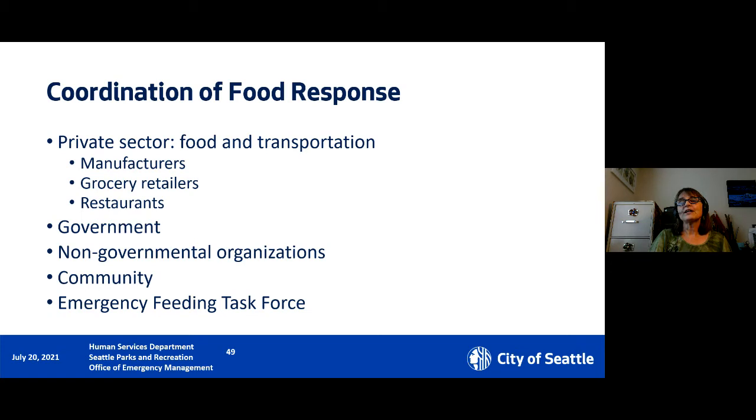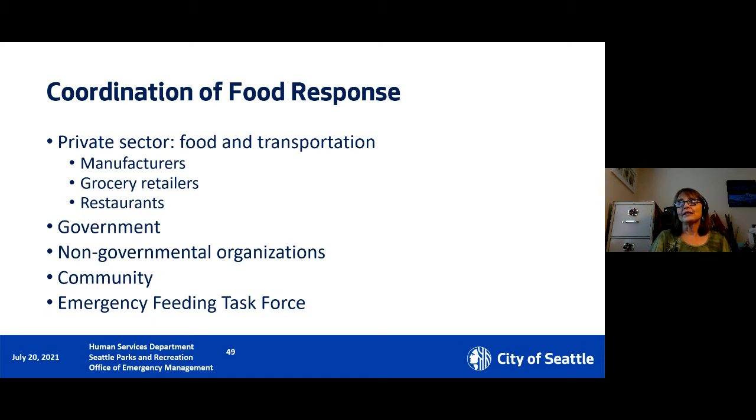So coordination of food response is really key. There'll be a lot of pieces in motion. So what you're looking at in the private sector, the obvious one is obviously that food supply chain. This includes manufacturers, grocery retailers, and restaurants. But another key part is what's going on with transportation. Without the transportation component working, food just doesn't move. So that's another key area that we'll be looking at.